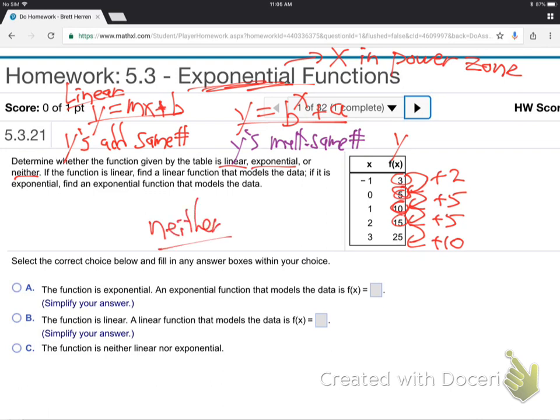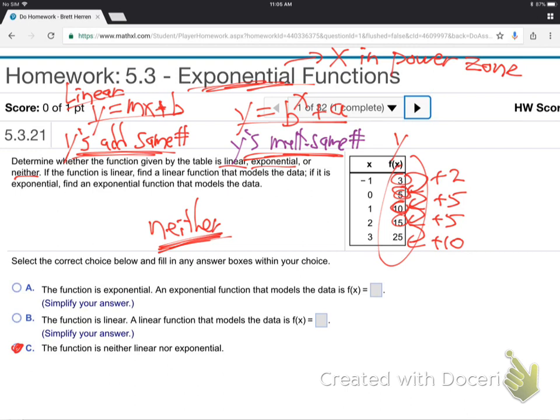How did I come up with that? If you're adding the same number every time, you're linear. If you're multiplying the same number every time, you're exponential. I looked at these y values. This is doing neither of those. It's adding a different number every time. It's multiplying a different number every time. So it's neither linear nor exponential. Neither on that one. Good so far?